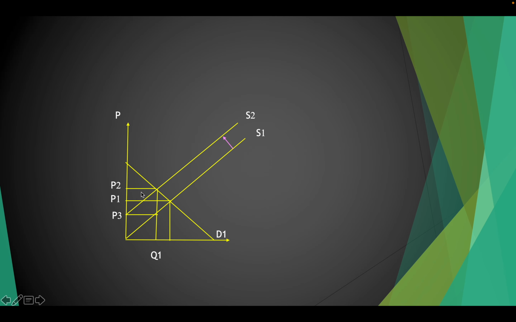Then this is the consumer's tax burden, P1 to P2, and P1 to P3 is the producer's tax burden. Then after that you can see this is the price paid by the consumer. So above that, the triangle is the consumer surplus after the tax. Then the P3 price is received by the producers. Below that, the triangle is the producer surplus. So you can see the consumer surplus and producer surplus reduce after the tax.